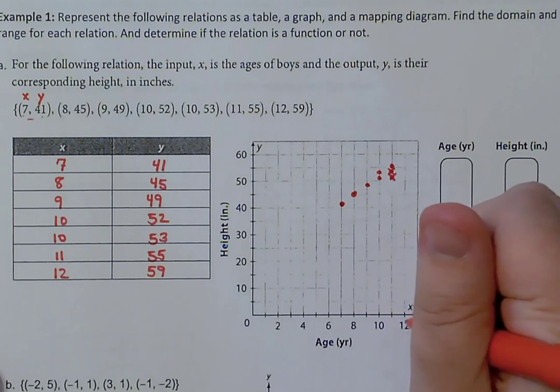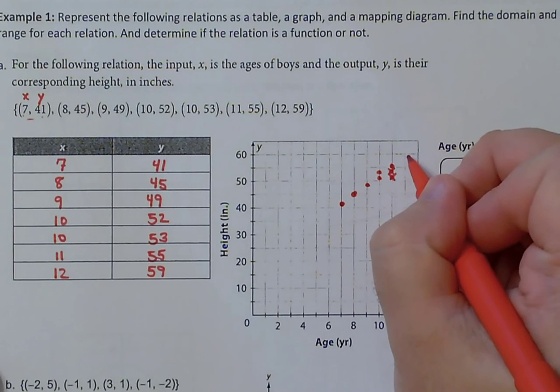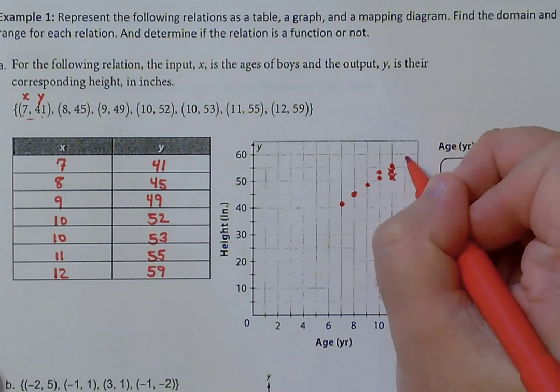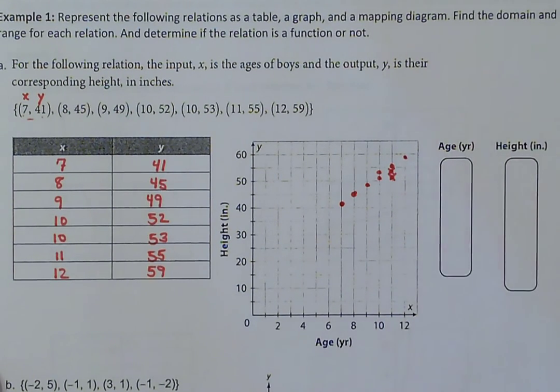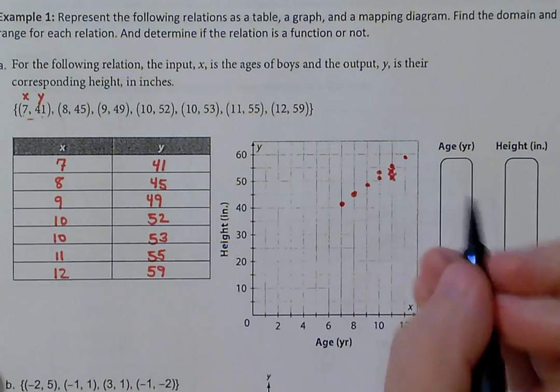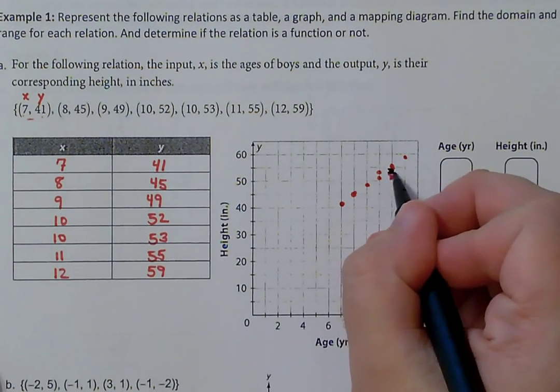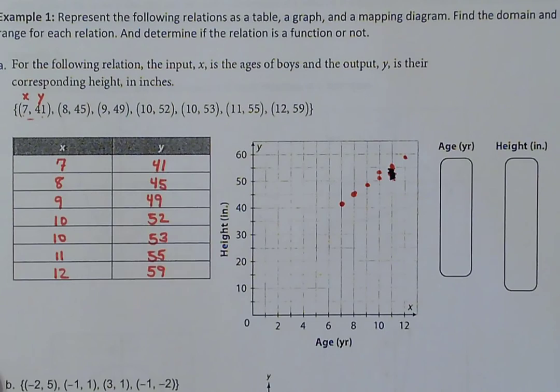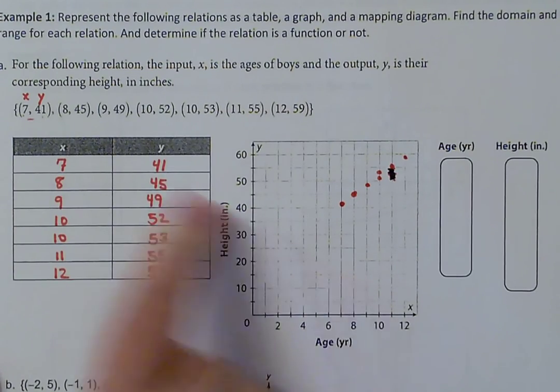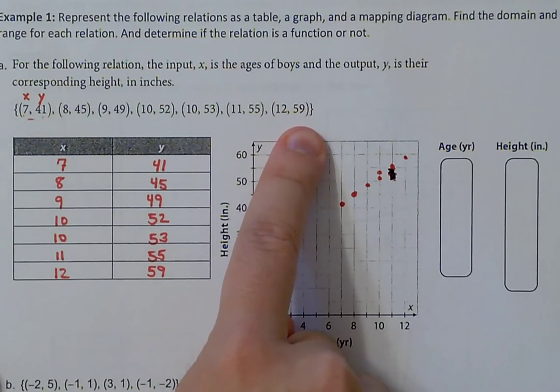And then (12, 59). So (12, 59) is going to be right there. So outside of my mistakes right here, okay, the red dots are going to represent all of these ordered pairs here. So this is my graph representation of my relation.